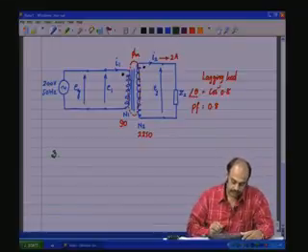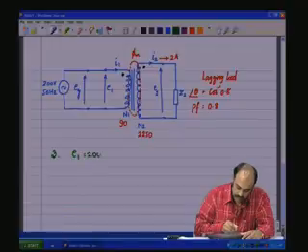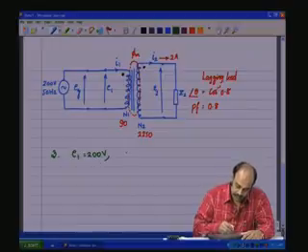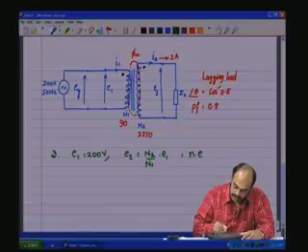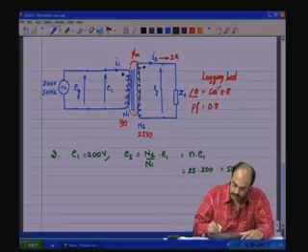Third point, E1 equals 200 volts. So, what is E2? E2 is equal to N2 by N1 into E1, or in other words N times E1, which is equal to 25 into 200, which is 5000 volts.